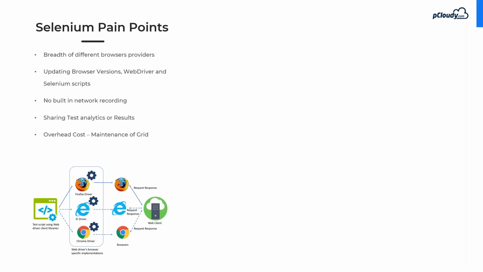And the other big point is there is no built-in network recording, so you have to depend on third-party tools for network reporting. And when it comes to sharing the test results, there is no easy way to quickly share your test analytics or results after you run your automation on Selenium. Whether it's passed or failed, there is no easier way. So it's always a challenging task how to share the results when it comes to the automation scripts.